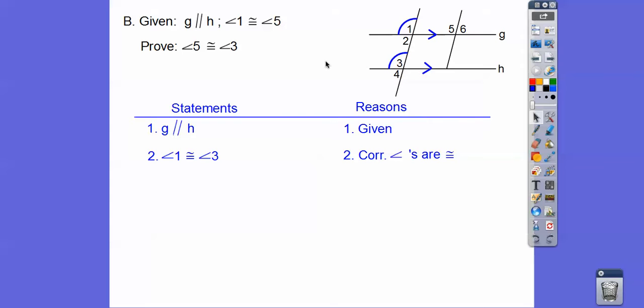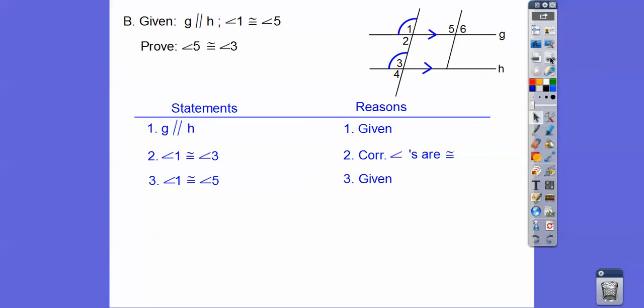We could have said 2 and 4, but notice we want to get 1 into the picture, so that's why I said 1 is congruent to 3 right there. We could have said 2 is congruent to 4. Okay, now we cannot say, well, we can because it's given right here. 1 is congruent to 5. Let's go ahead and do that right there. So that's given right there.